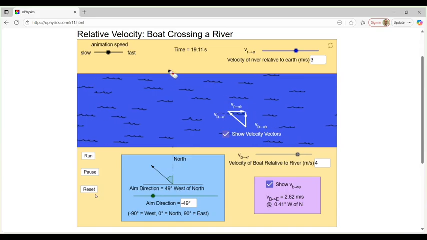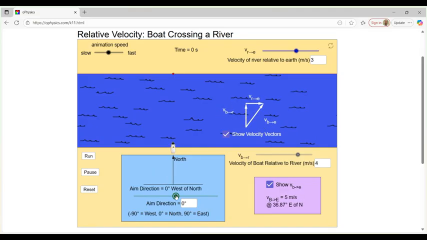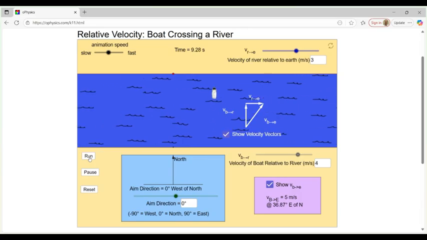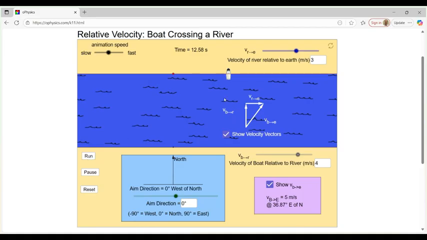Now, an important thing to remember when you're working on these problems is that in order to get across the river, the only thing that matters is the heading of my boat, or we call this the velocity of my boat relative to the river. The current of the river doesn't actually matter, and I can show you that's true, right? Say I'm headed straight across the river here. Let's let it run and see how long it takes to get across at 4 meters per second. I see it's a time of almost 13 seconds. Okay, let's reset it and turn our river velocity to 0 and run it again.